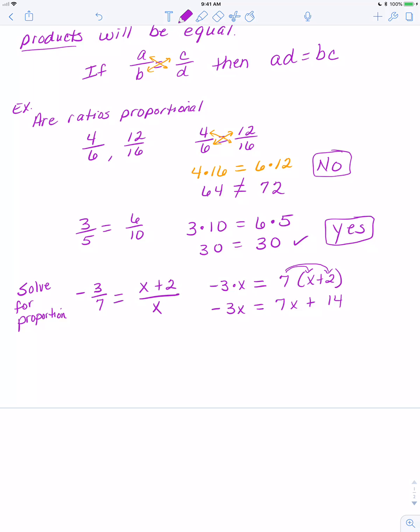Okay, so now we're just at an algebra equation, and we're just going to go solve. So I'm going to subtract the 7x from both sides, and that gives me -10x is equal to 14. I'll divide both sides by -10, and so x would be equal to 14 over -10, which is -7/5, or negative 1.4 would be your final answer.